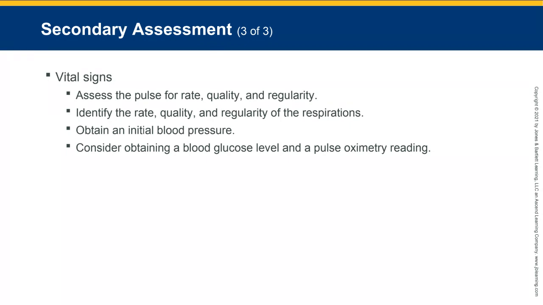So you will obtain your vital signs. Assess the pulse for rate, rhythm, strength. Identify the rate, quality, and regularity of the respirations. Obtain initial blood pressure. Consider obtaining a blood glucose level and pulse oximetry reading, and of course, pupil response, especially if the patient is not communicating. And I've given you a list of the vital signs that you need to be checking for. Use that list as your guide.